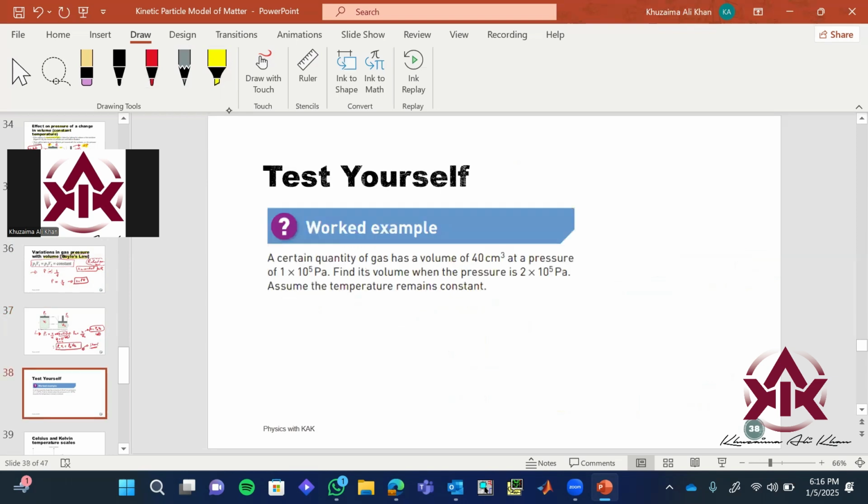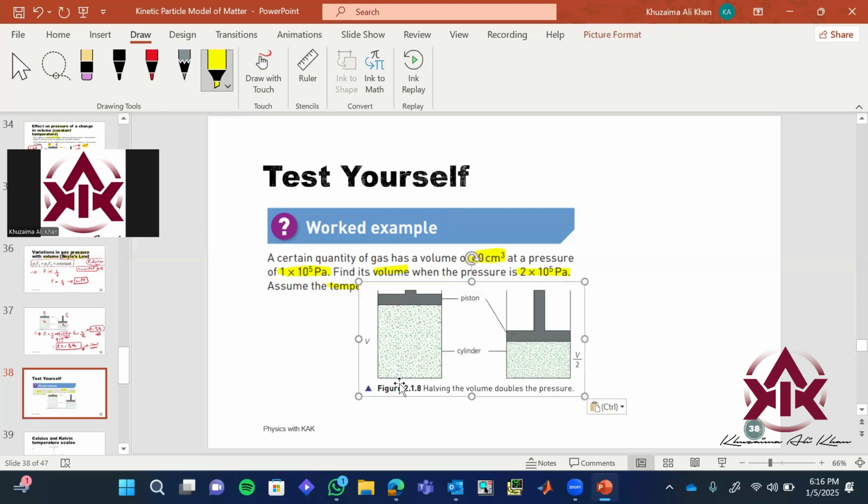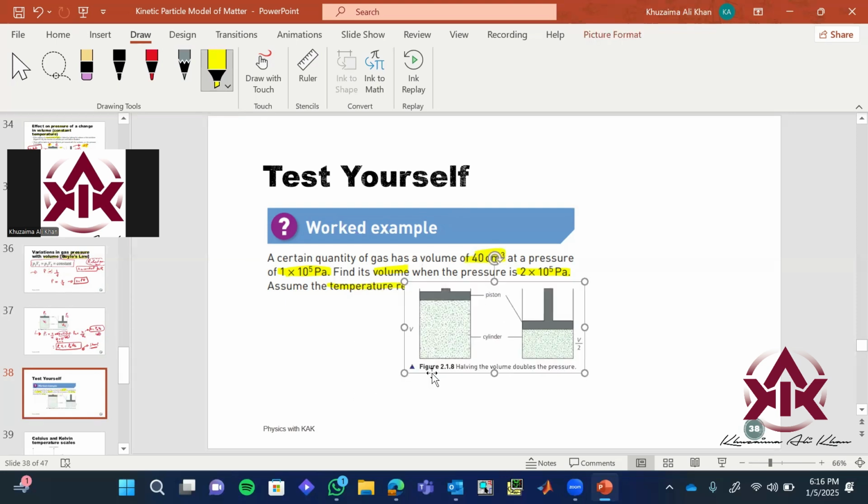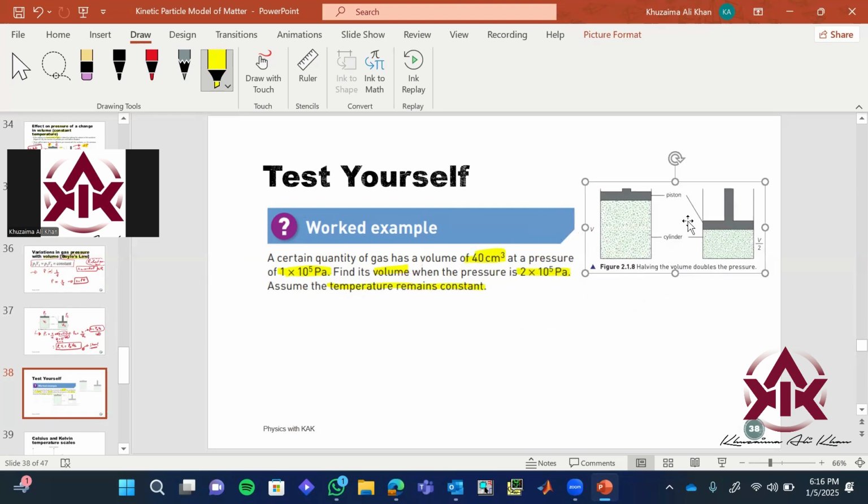So let's apply this over here. You have the following question: a certain quantity of gas has a volume of 40 centimeter cube when the pressure was 1.5 pascals. You want to find its volume, that is V2, when the pressure is changed to 2.5 pascals. You are given that the temperature remains constant, right? Again, let me copy the diagram over here. This is a very good example to understand the application of the formula. How do we apply this formula?